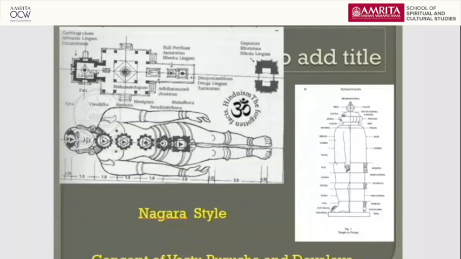Then the four parts of the Agamas, I will explain very broadly. Charyapada deals with the rituals which have to be conducted in a temple; a lot of rituals are there.